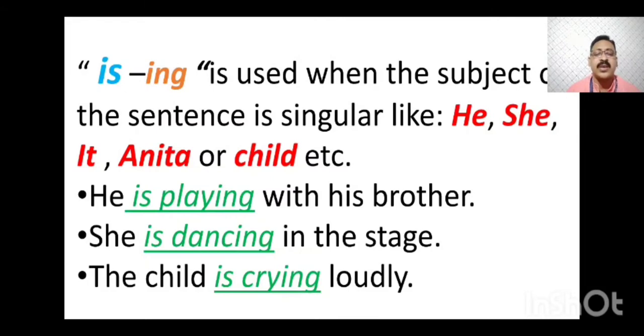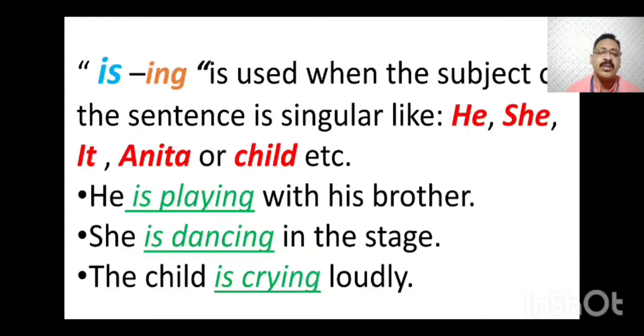So the first example I will tell you here, children. He is playing with his brother. The second one is, she is dancing on the stage. The third one is, the child is crying loudly. Here you can see he, she and the child are all singular in nature. He, she are singular pronouns, child is a singular noun.